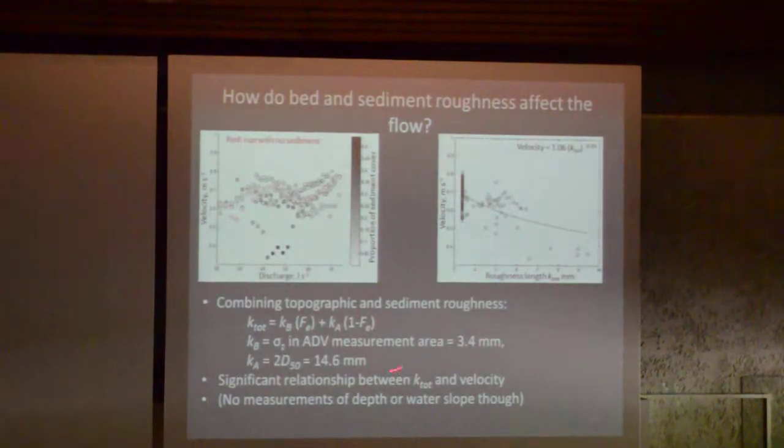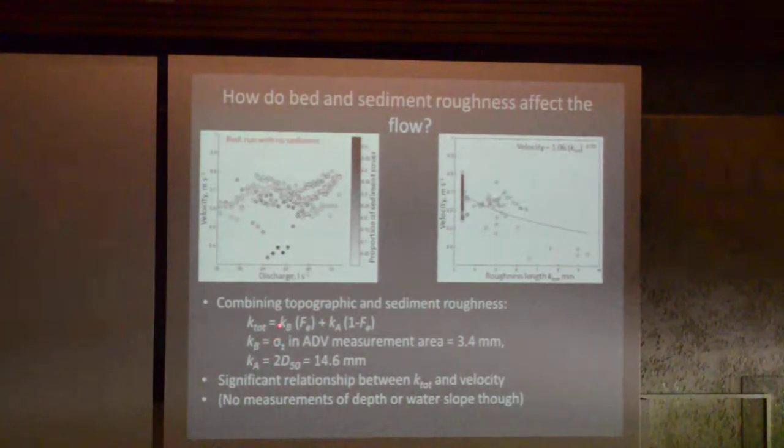So if we take this approach to try and calculate a total roughness length as a function of a bedrock roughness length and an alluvial roughness length, we can try and calculate the roughness length within that patch relative to the ADV.